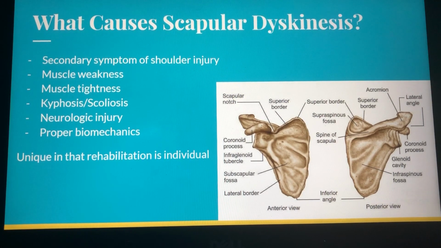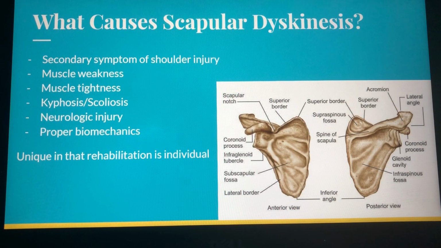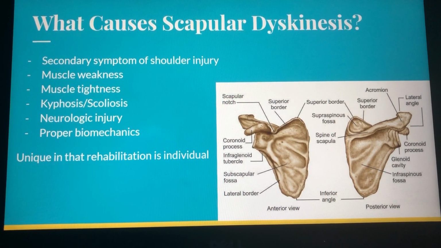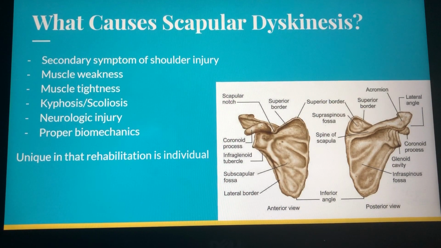So there's multiple causes. It can be secondary to a shoulder injury. It can be from muscle weakness, from muscle tightness, from spine problems like kyphosis and scoliosis, neurological injuries, or improper biomechanics. Scapular rehab is unique in that there's multiple ways to attack it, and it's not just a single injury like many other injuries we have already talked about.